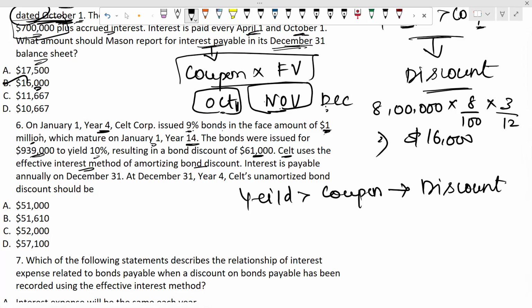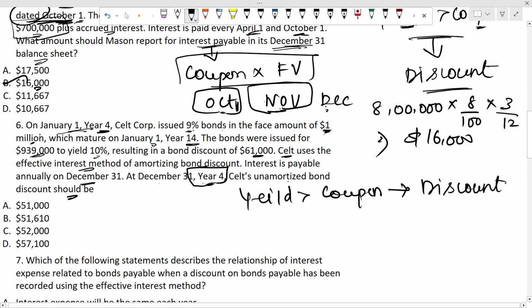Interest is payable annually on 31st December. At 31st December year 4, that is at the end of the first year. I'm saying this is the first year because on January 1, year 4 only the bonds were issued. I hope you're all understanding it. So at 31st December year 4, that is at the end of the first year from the date of issue of the bonds, CELT's unamortized bond discount should be how much?